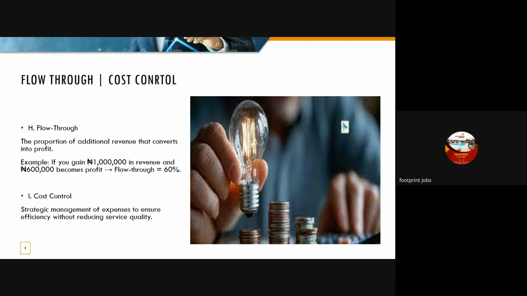And in the course of doing business, your company now made additional sales. So I picked an additional 1 million that you had not budgeted or projected was going to happen. And out of that 1 million, 600,000 is actually your profit. That means you used 400,000 to make that 1 million.